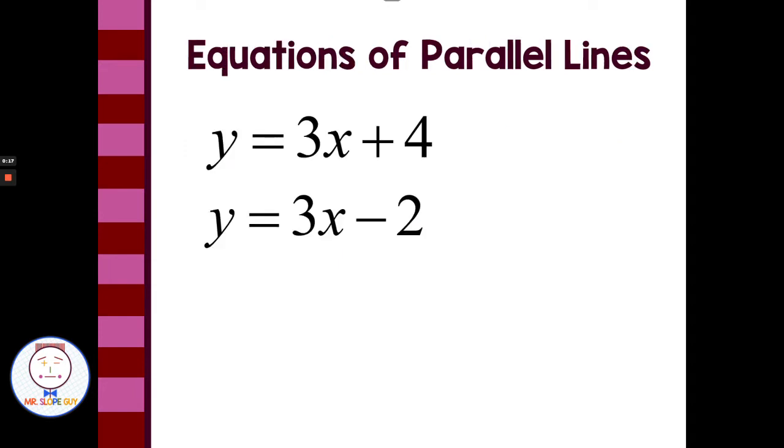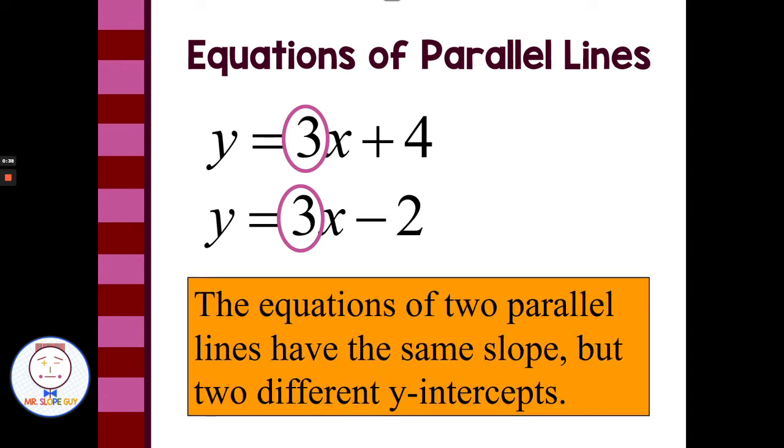If we look at the equation of parallel lines, we have the equation of two different lines. We have y equals 3x plus 4 and y equals 3x minus 2. If we look at the slope of both lines, they both have a slope of 3. But if we look at the y-intercept, we have a y-intercept at 4 and a y-intercept at negative 2. So with the same slope and two different y-intercepts, our graph will make parallel lines.